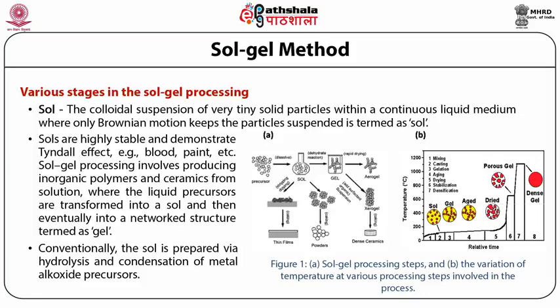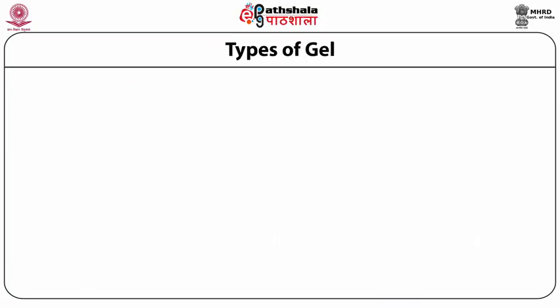Then the next step is the stabilization, which takes place at high temperatures of around 600 degrees centigrade, which forms the porous gel. The next step is the densification, which takes place at high temperatures of 1100 degrees centigrade, where a dense gel is produced. We next discuss the various types of gel.